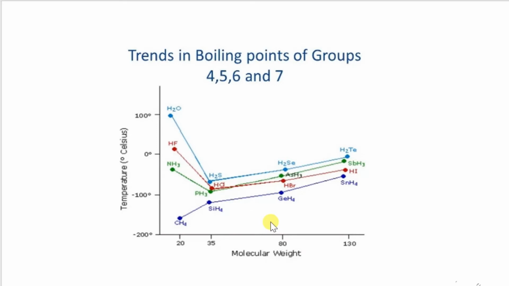But if we look at groups 5, 6 and 7, we have a bit of an anomaly where we see an unexpected increase in boiling points for ammonia, NH3, hydrogen fluoride, HF, and water, H2O. And all this suggests there must be another force at play here. And these forces are called hydrogen bonds.